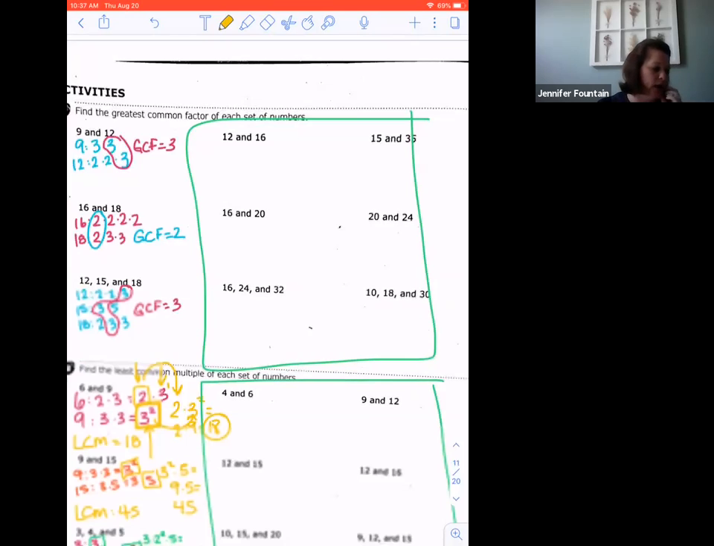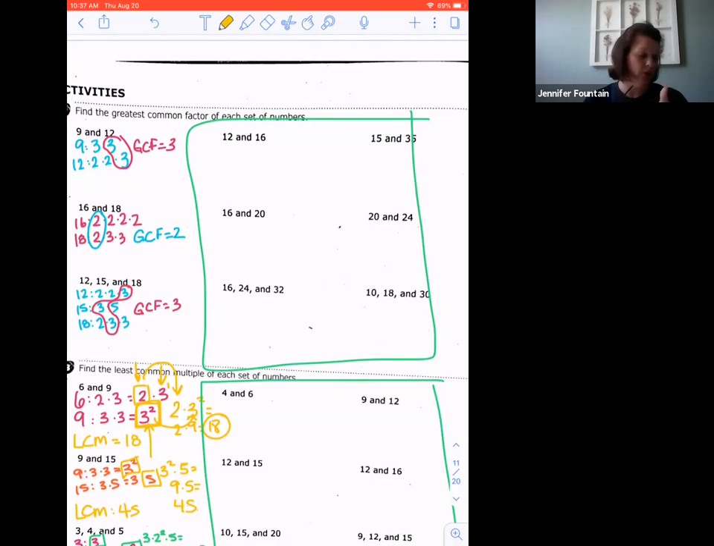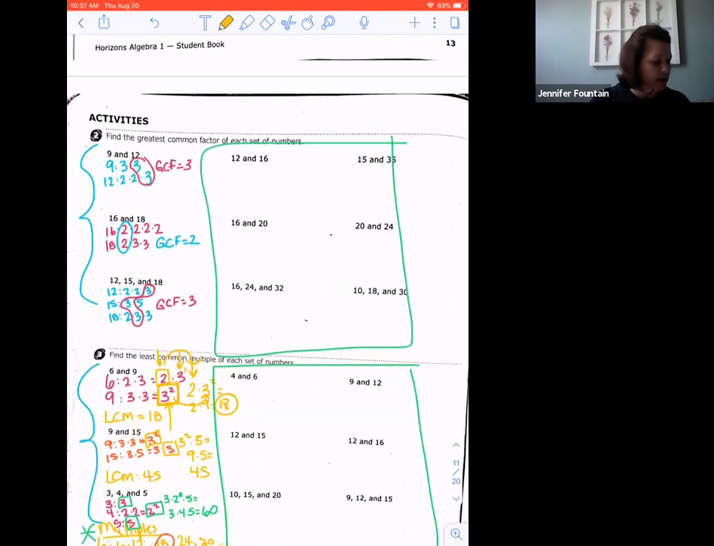Okay, so we're going to look at the greatest common factor. What we'll do is I will go down the middle column first, top to bottom, then I'll move over to the right column, top to bottom in activities 2, and then we'll move on to activities 3. For activities 2, the greatest common factor of 12 and 16 is 4. Below that, the greatest common factor of 16 and 20 is also 4. Below that, the greatest common factor of 16, 24, and 32 is 8. Any questions on any of those?